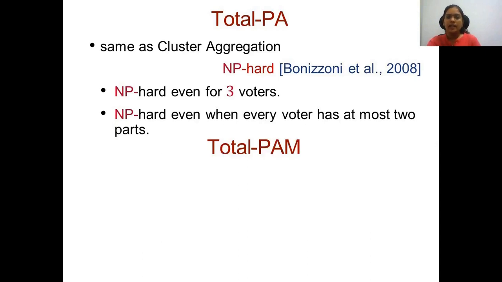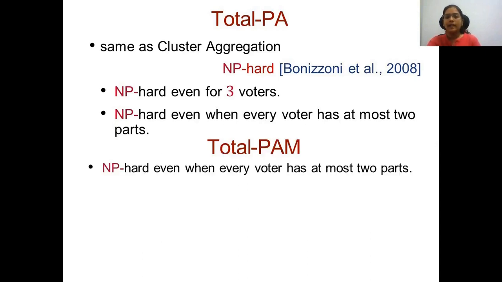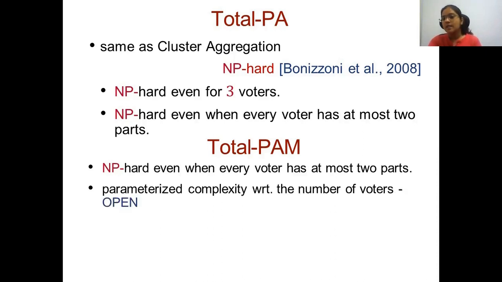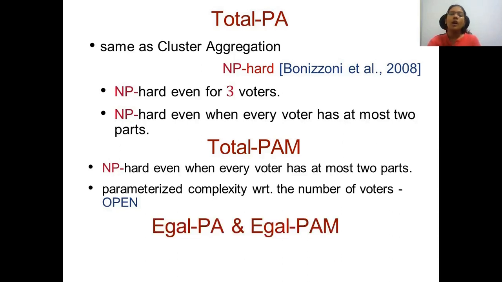Next, we study total PAM. Here we prove that the problem is NP-hard even when every voter has at most 2 parts. But here we don't know what happens for a constant number of voters. So that question remained open, and the parameterized complexity with respect to the number of voters remained open for total PAM. And we can see that for total PA, the problem is W-hard with respect to the number of voters. For egalitarian PA and egalitarian PM, we prove that both the problems are hard even for 3 voters. So again, we cannot hope for an FPT algorithm with respect to the number of voters.